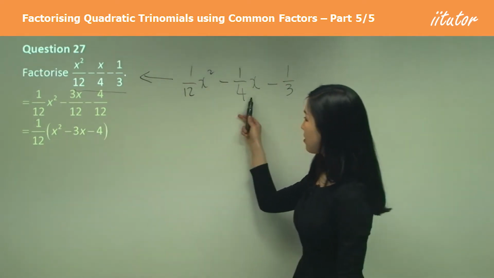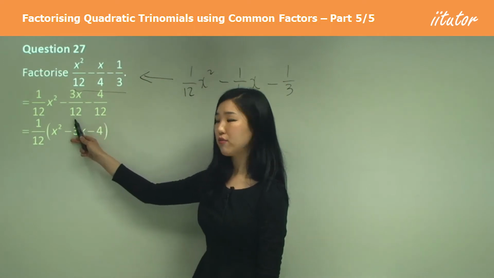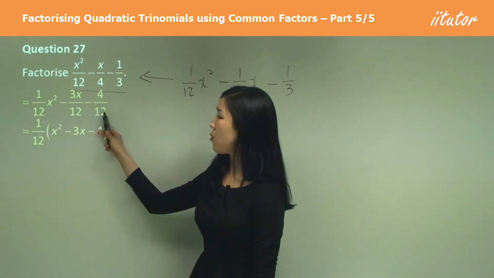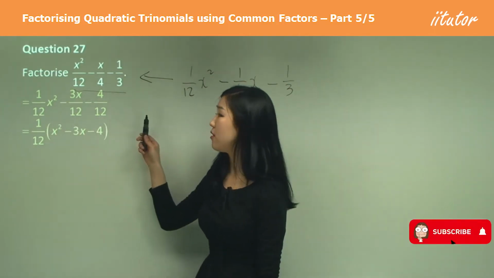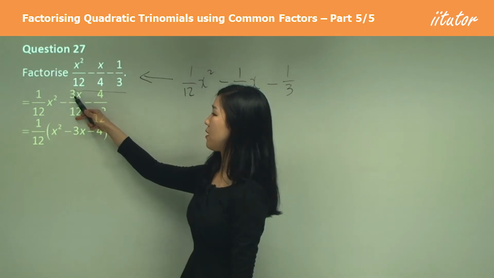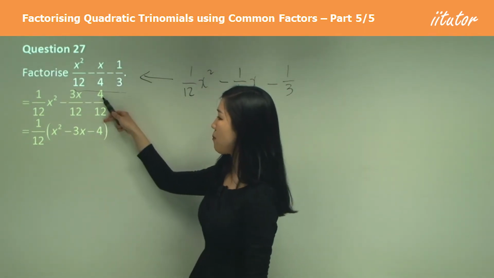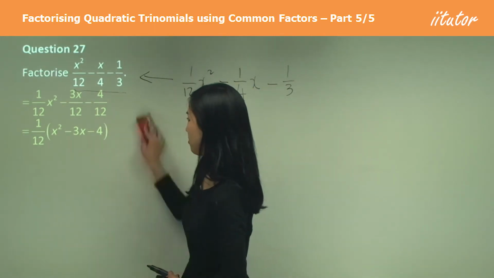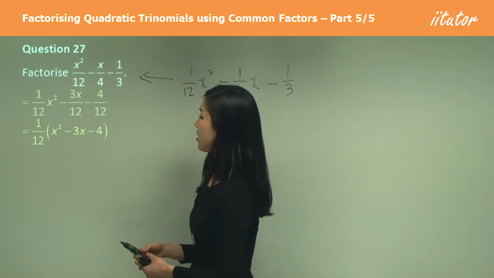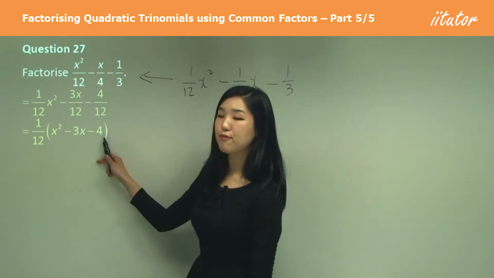And 1 over 4, I actually change it to 3 over 12, so I have the same denominator, okay? If I keep it all in the same denominator with 12, see, 4 times 3 is 12, so I have to multiply the top by 3 as well. 3 times 4 is 12, so I have to multiply the top by 4 as well. See what I'm doing? So if I take out 1 over 12, here I'll just have 3 left. Here I'll just have 4 left.